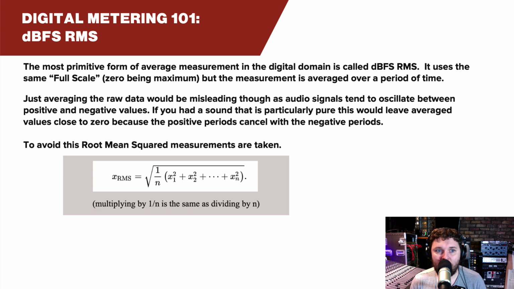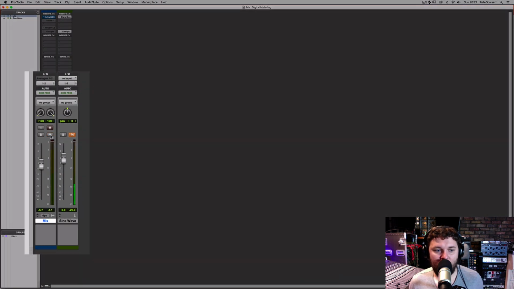Okay, so let's go ahead and go back into Pro Tools and look at how you might see RMS values. Okay, so we're going to go back to this audio track, and instead of being on Pro Tools Classic, we're going to go to RMS. So we can see here that 0 is still our maximum value, and we're going to be in negatives from there.